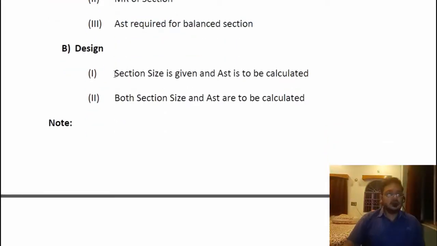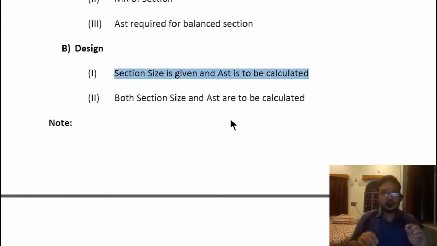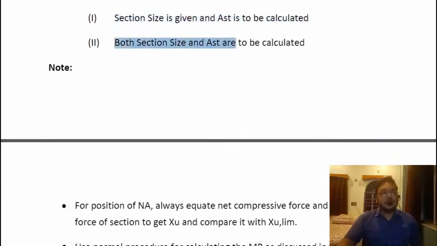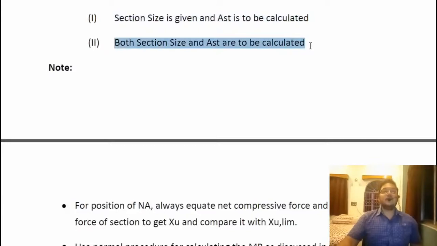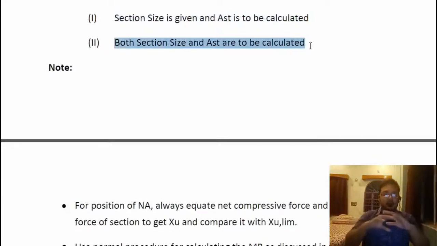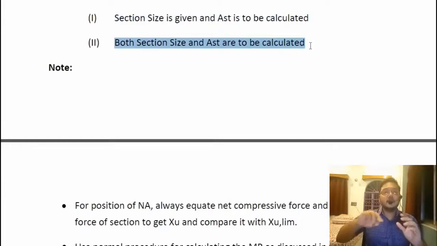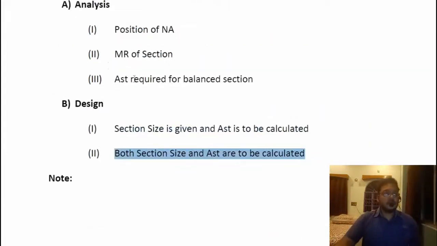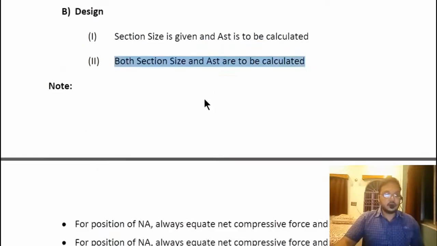The design problems we can have are, first, the section size is given and AST is to be calculated. In our question, the section size will be given to us and we have to calculate the amount of steel, or the area of the steel, in the tension zone. Next, both the section size and AST are to be calculated. First we have to determine the section size, then go for the AST, or the area of tensile steel calculation. So these are the two types of design problems we come across for the singly reinforced rectangular section.